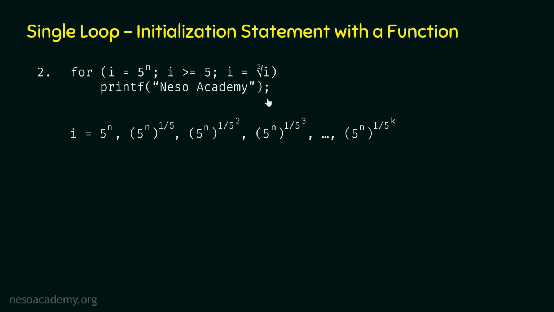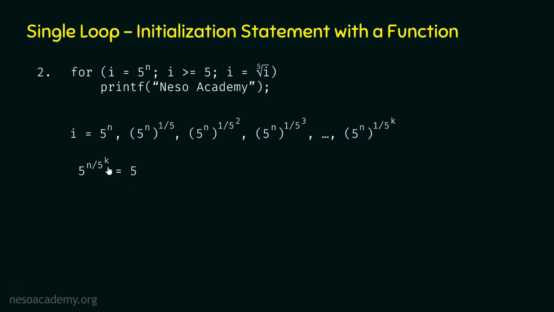Now we need to represent k in terms of n, just like we did in the first loop. So let's do this now. We have assumed that 5 power n to the whole power 1 by 5 power k is equal to 5. This is our equation. In place of writing 5 power n to the whole power 1 by 5 power k, I have multiplied these two powers. And that's what I am getting, 5 power n by 5 power k. This is equal to 5.